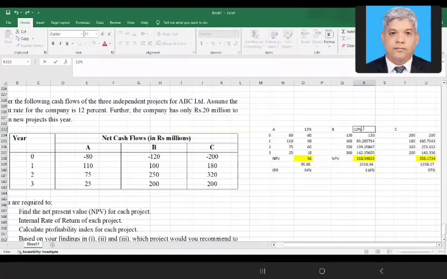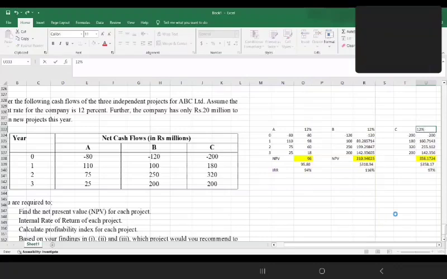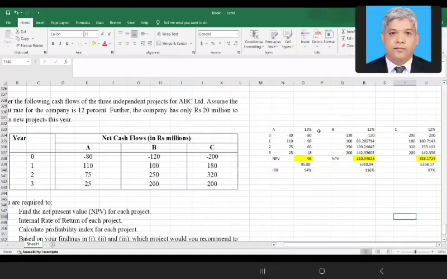If you are using the trial and error method, you can take another rate, say 20%, and look at the NPV value. Say it's going to be the same. If anybody else has done it, please can you share your answer? Are you getting the same or different?